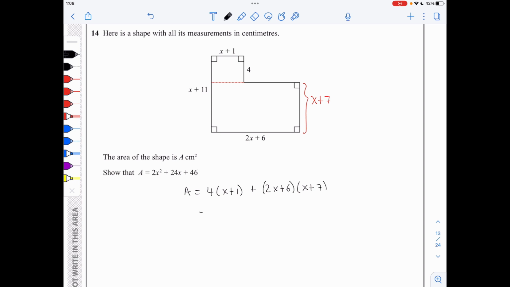Now I will expand to get 4x + 4 + 2x squared + 14x + 6x + 42. I will collect like terms, 2x squared. Now 4x + 14x + 6x is 24x, and then 4 + 42 is 46 as required.